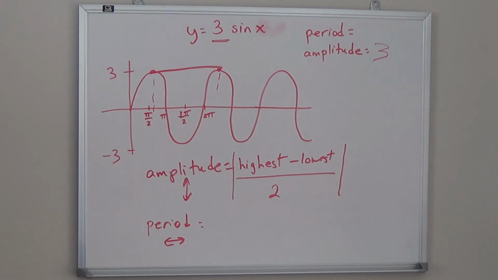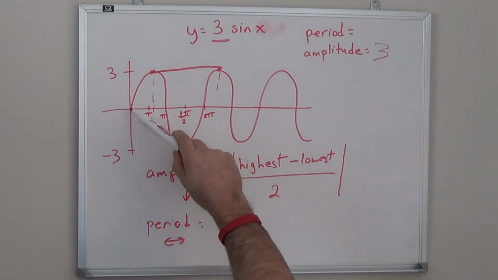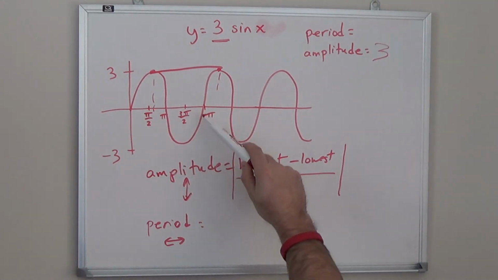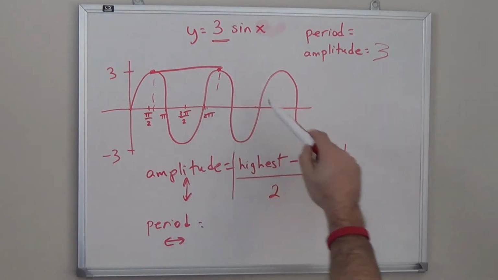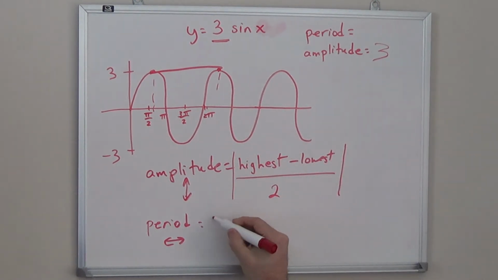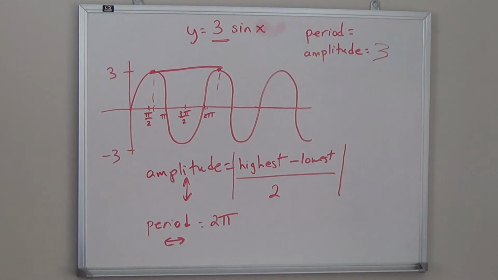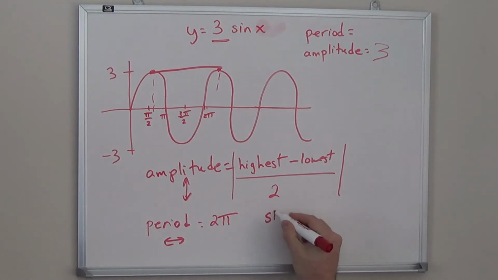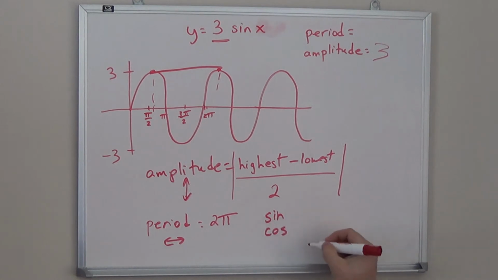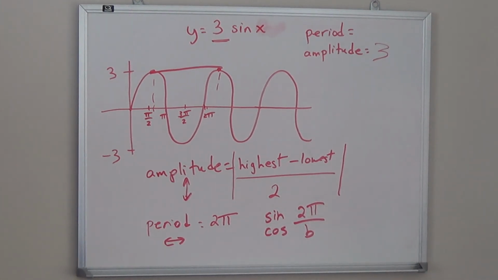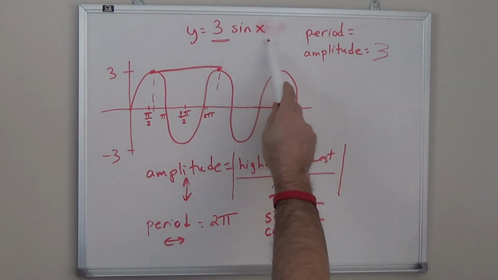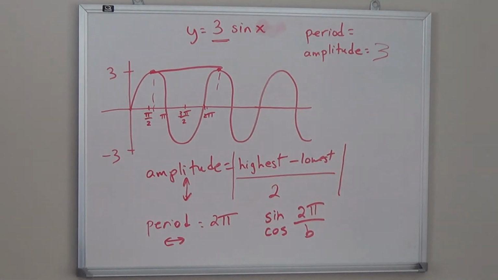You could always look at the graph. If we start from 0 here, we go and hit 2 pi, and then we repeat again, so the period is 2 pi. For those of you guys in pre-calculus, you might know this. The period of a sine curve or a cosine curve is what? 2 pi divided by b. And b is always that number in front of the x there. So you can see that's a 1. So obviously 2 pi divided by 1 is 2 pi.